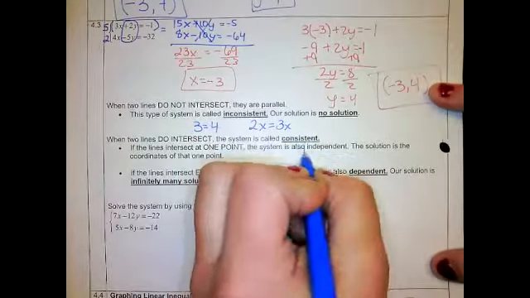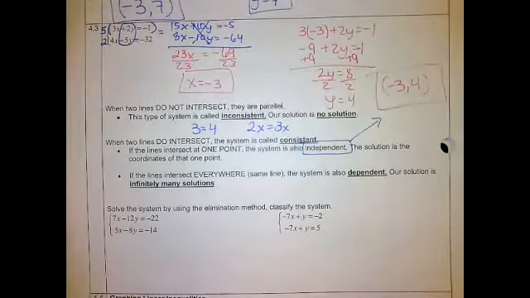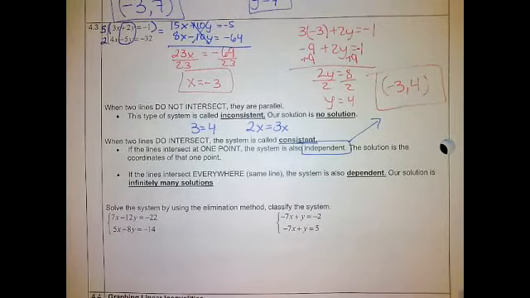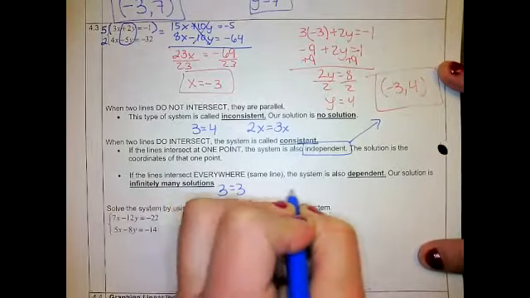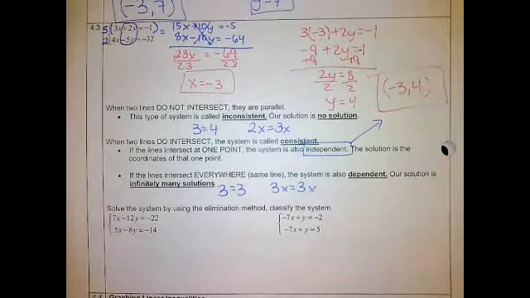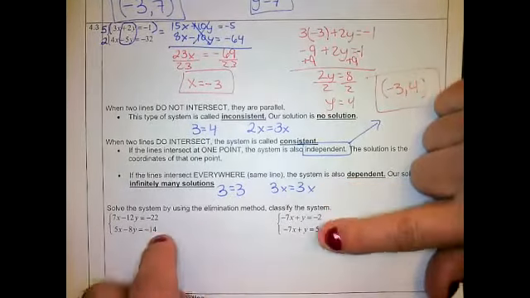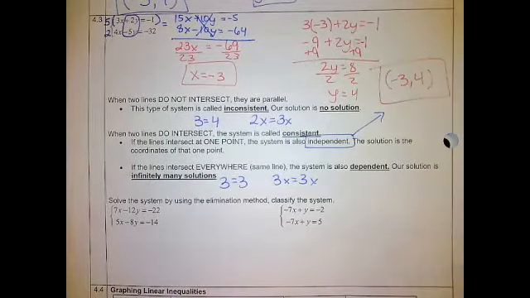So remember that it's independent if it touches on one solution, like the ones we just did. And it's dependent if our solution has infinitely many solutions, if it's the same line. And that's where we will get a 3 equals a 3, or a 3x equals a 3x, where both sides of the equal sign are the same while we're trying to solve it. And so let's take a look at a couple of these problems in action and classify them.